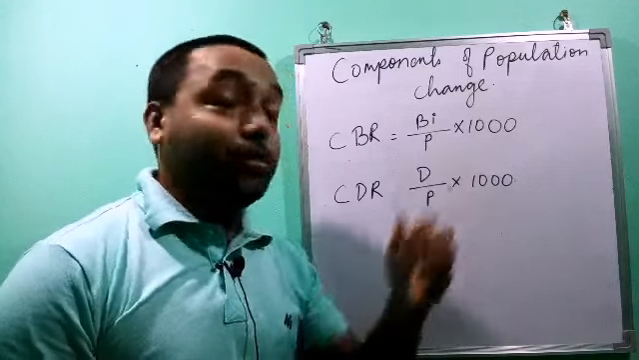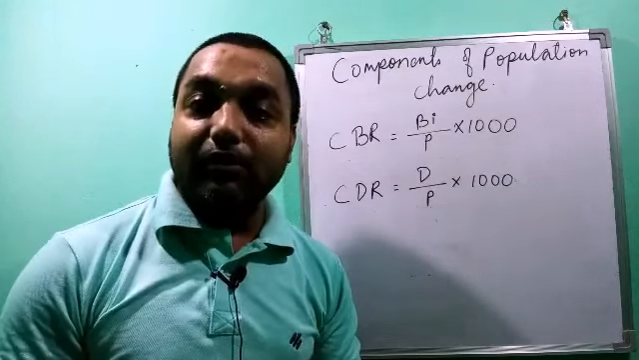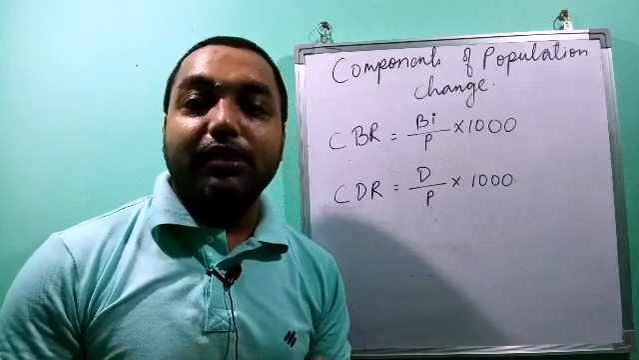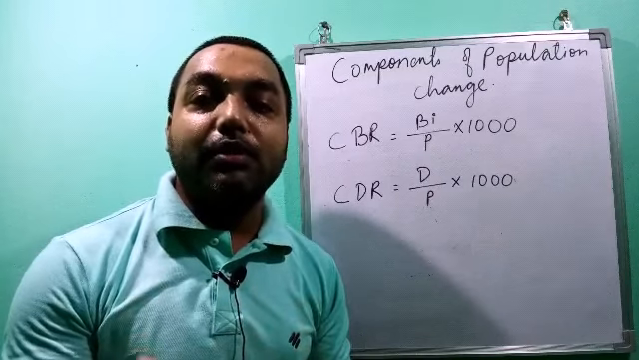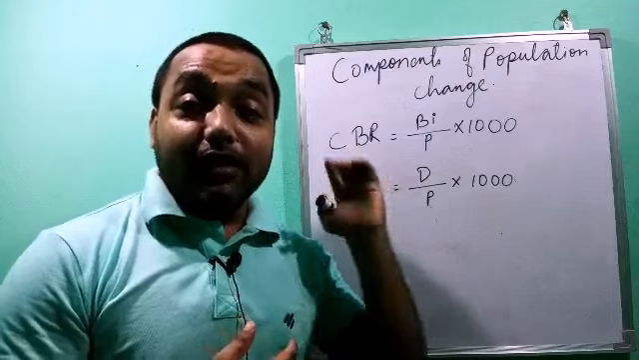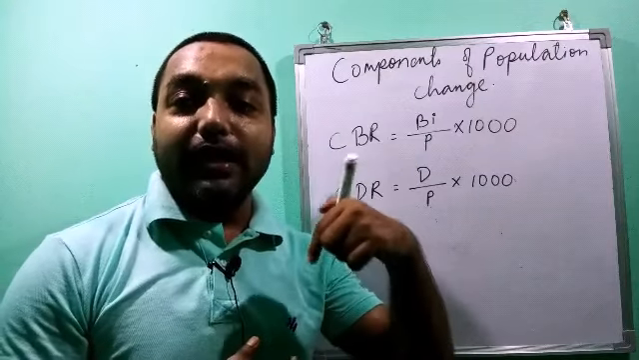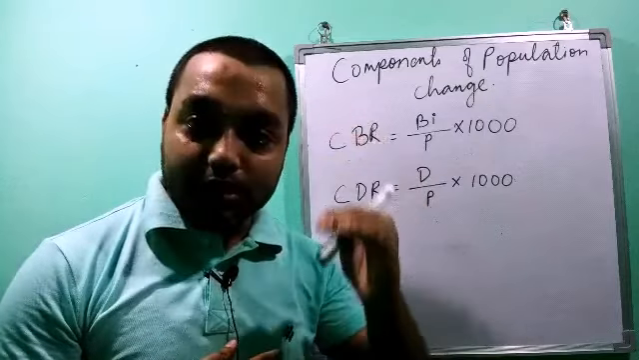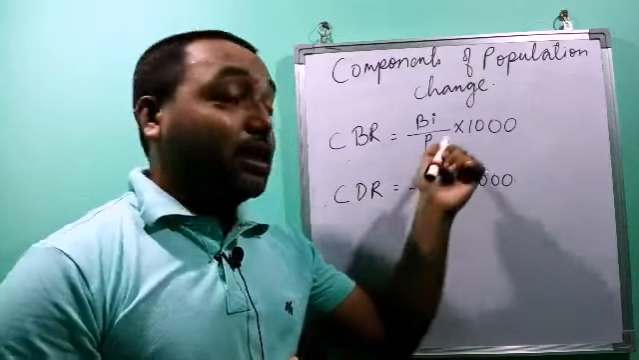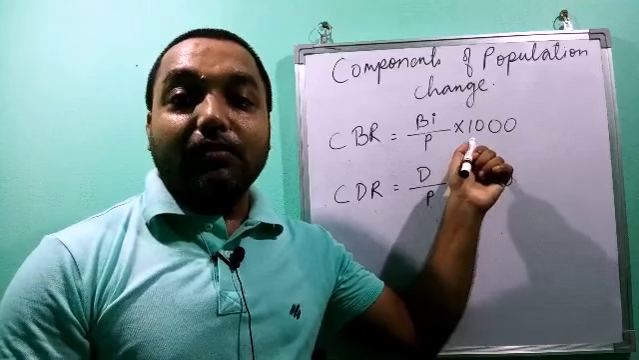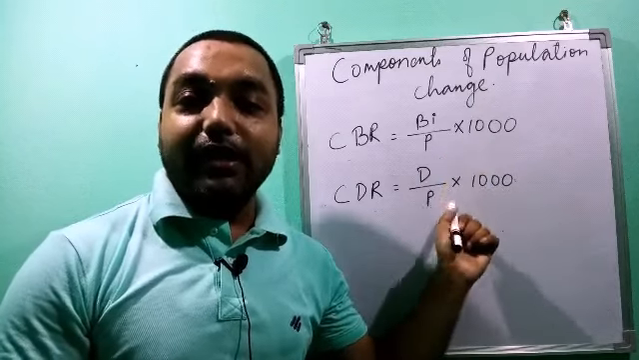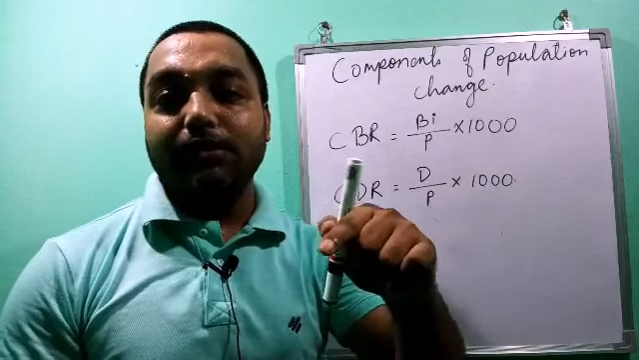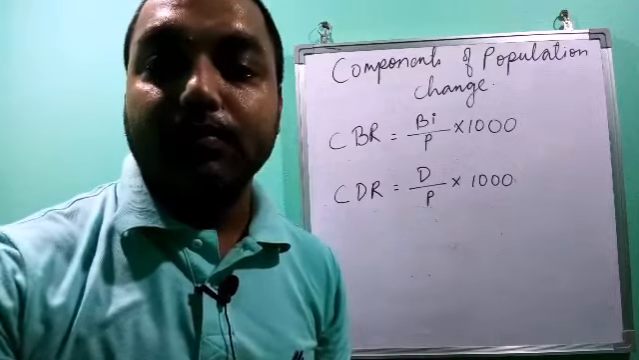Now, if the birth rate is higher in a particular region or country, obviously the population will increase. If the death rate is higher, if more people have died, then obviously the population will come down. That is why both birth rate and death rate have a direct impact on the change of population.